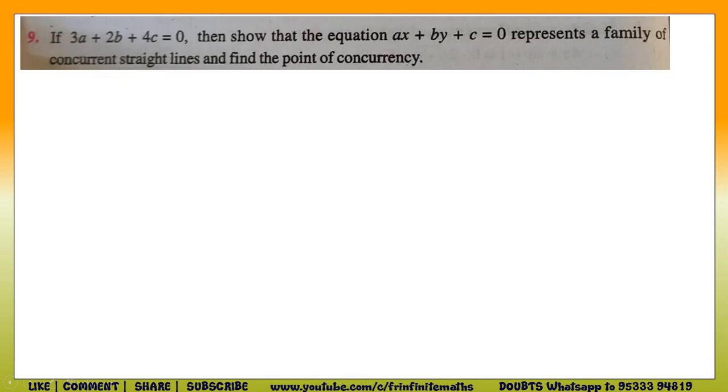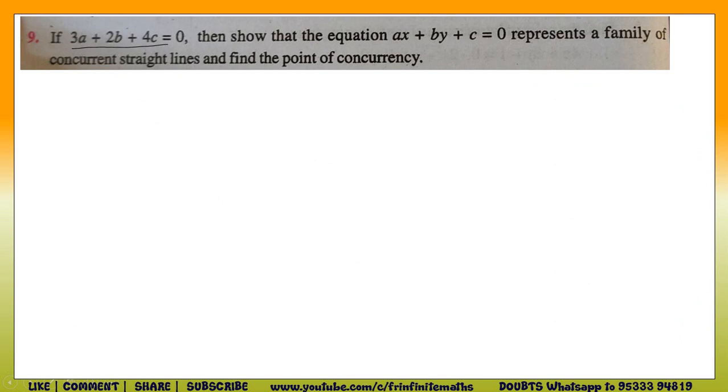What he has given is, if 3a plus 2b plus 4c is equal to 0, then he has given a condition, the relation between a, b, c, right? Then show that the equation ax plus by plus c is equal to 0 represents a family of concurrent straight lines and find the point of concurrency. So that is the question, right?